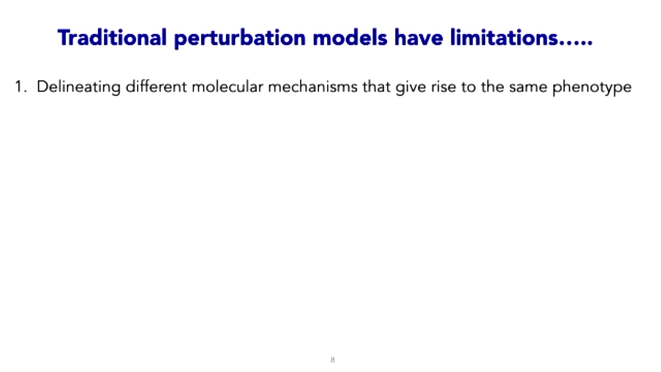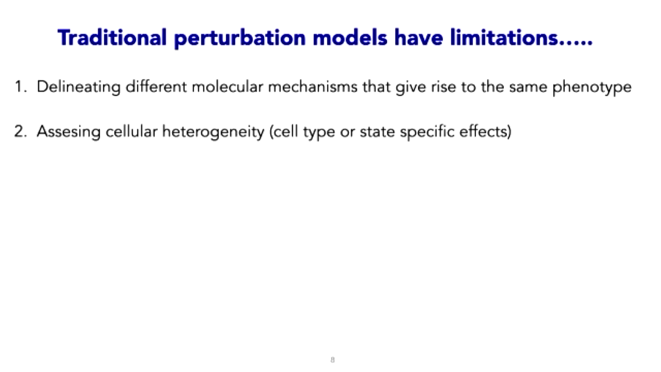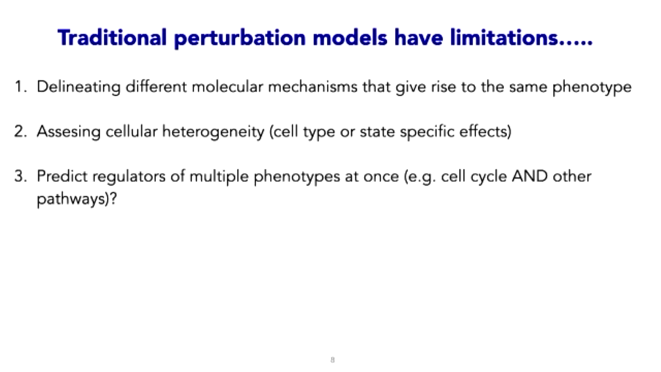The limitations arise when we want to go a bit further and ask, what might be different molecular mechanisms that give rise to the same phenotype? What if we want to assess the cellular heterogeneity and ask how specific cell types or states are affected by the genetic perturbation? What if we want to predict regulators of multiple phenotypes at once? For example, we may want to see what state of the cell cycle a cell is in, but also understand how another cell circuit is reacting to the perturbation.